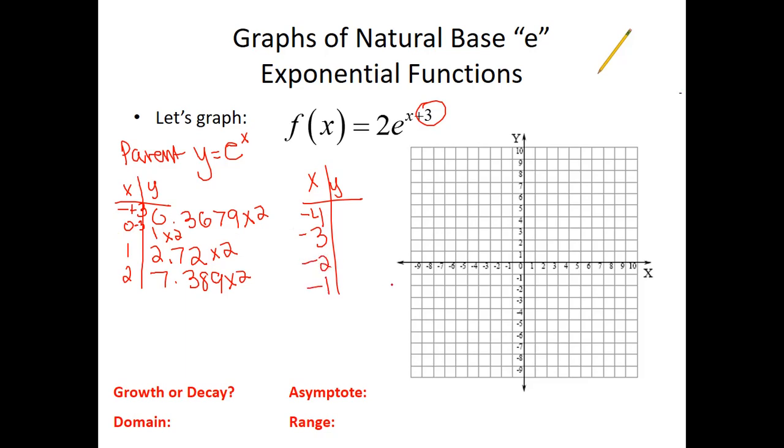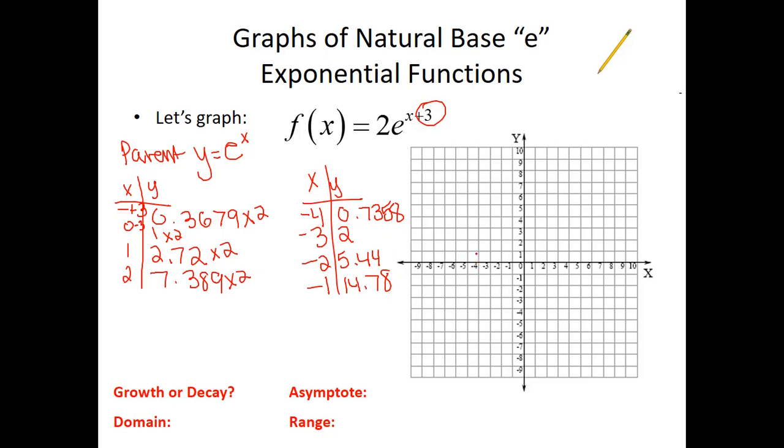So now I need to know what 0.3679 times 2 is. That is 0.7358. This is 2, right? 1 times 2. I need to know what 2.72 times 2 is. It's 5.44. And then 7.389 times 2, that is 14.78.